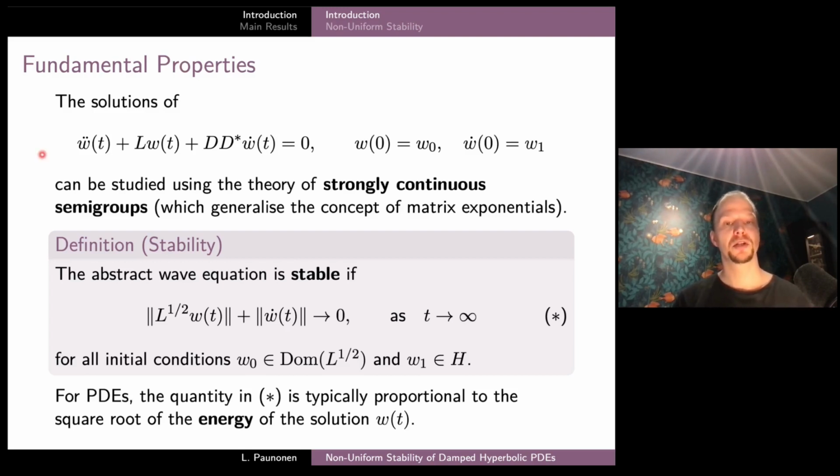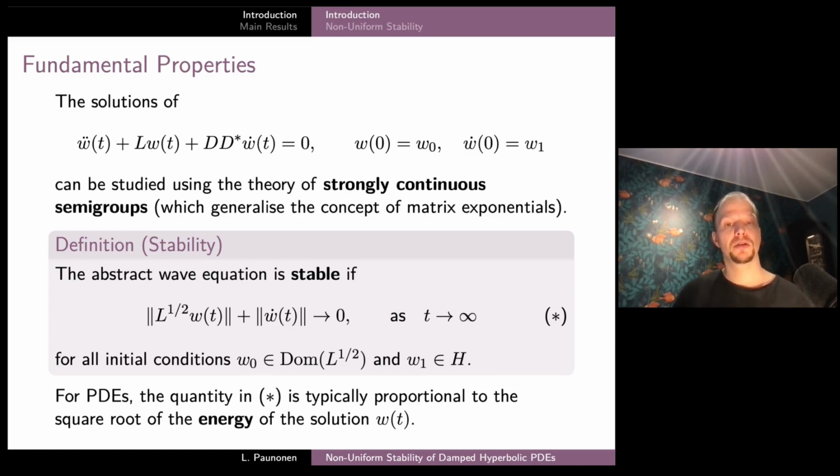And in this presentation we are interested in what happens to the solutions of the equation as t goes to infinity. And in particular we are interested in the convergence of this specific quantity as t goes to infinity for all initial conditions of the equation. And the quantity here involves the norm related to the solution of the equation, as well as the velocity of the solution or the time derivative of the solution.